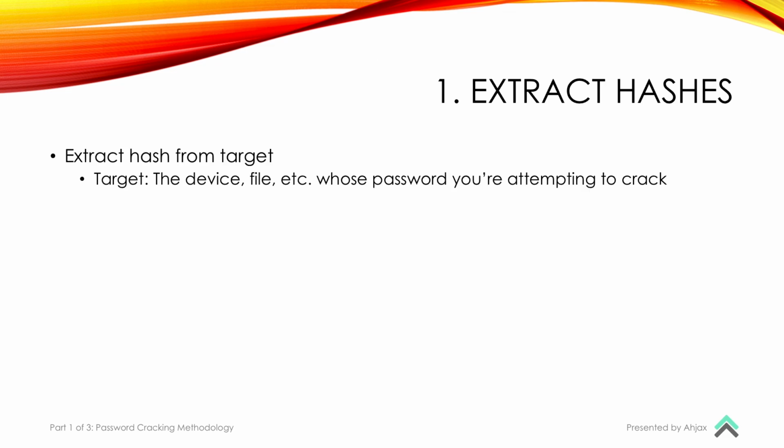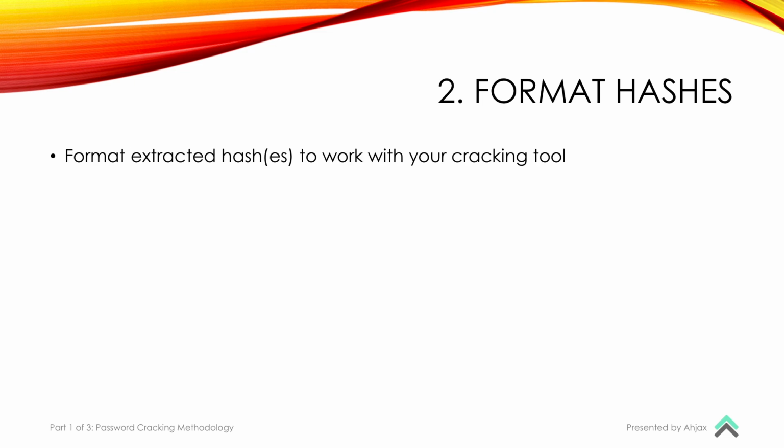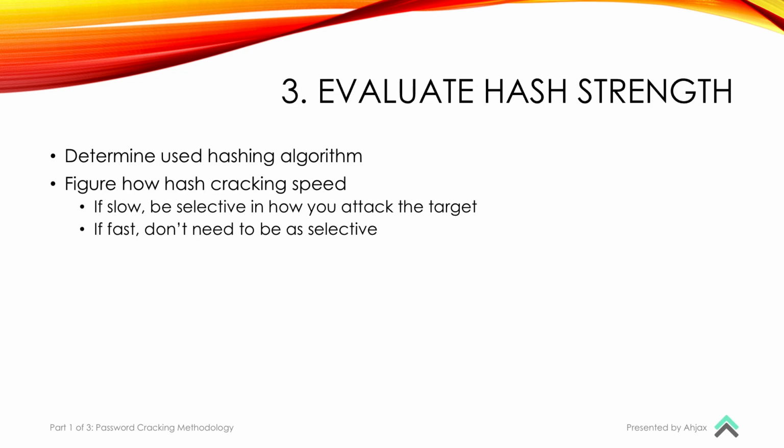Under extract hashes, this is where we get a hash from our target. The target could be a user account, a router, a document, whatever it may be. Then we format the hashes, which is based on your cracking tool's preferred method. So John the Ripper and Hashcat want hashes fed into their systems in different ways. Once we have the hashes, then we evaluate the hash strength.